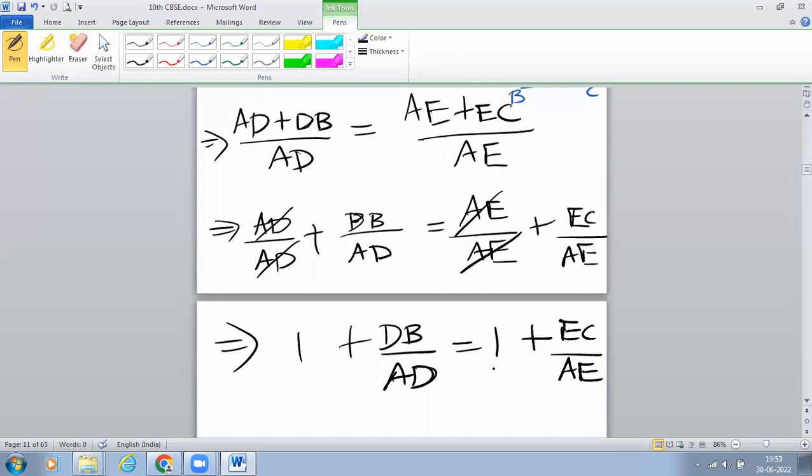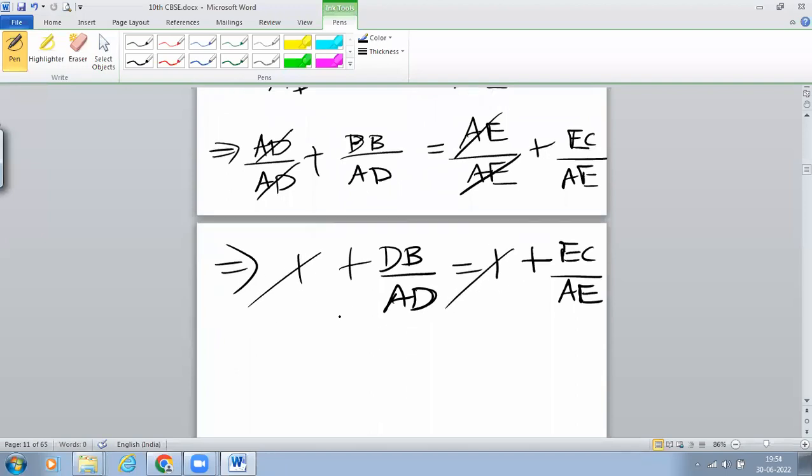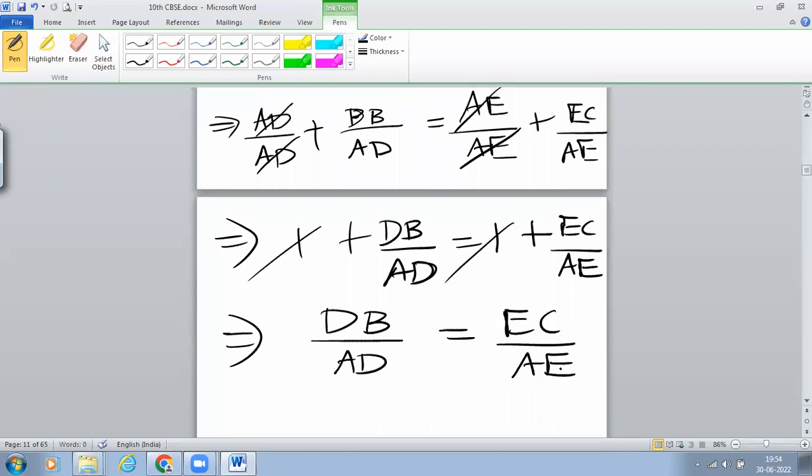Finished, sir. Now listen, on both the sides we have 1. On the left hand side also plus 1 is there, on the right hand side also plus 1 is there. Both the sides have the same term, so we can cancel. So what will be remaining? We have DB by AD is equal to EC by AE. Yes or no? Yes, sir.